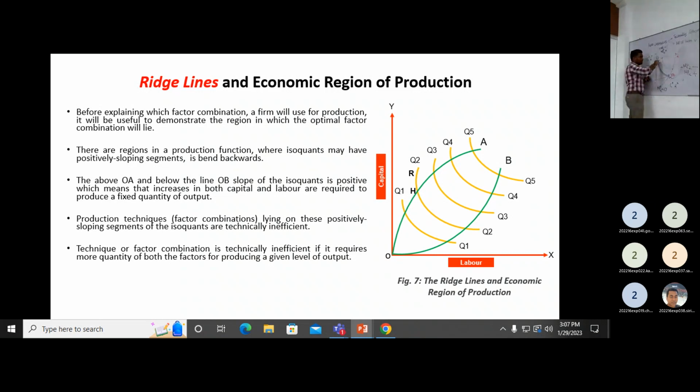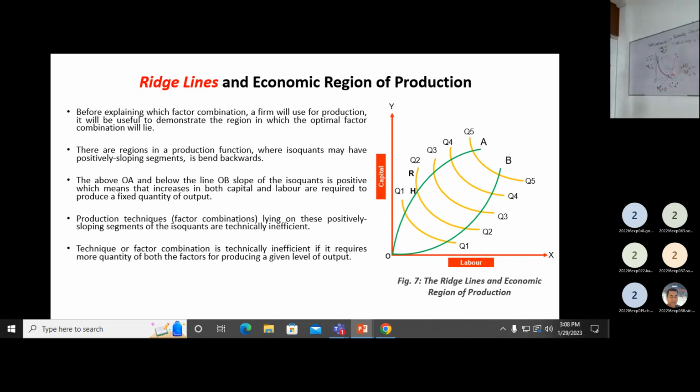All these are our economic region of production. Above these points, those are economic nonsense. Economic nonsense, and these are the economic region of production, or economic regions.